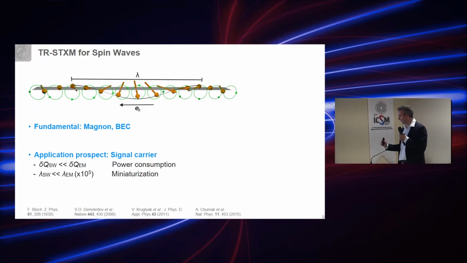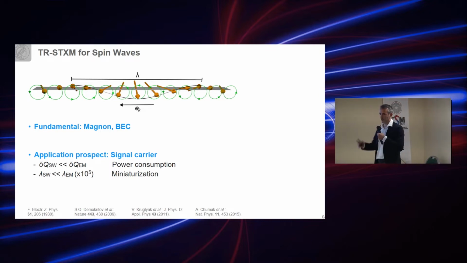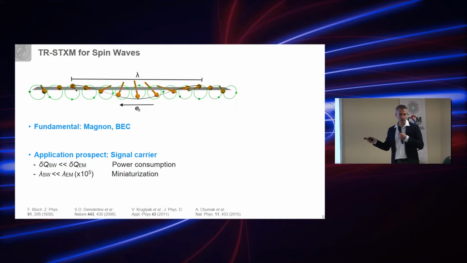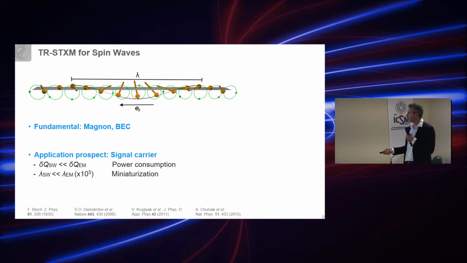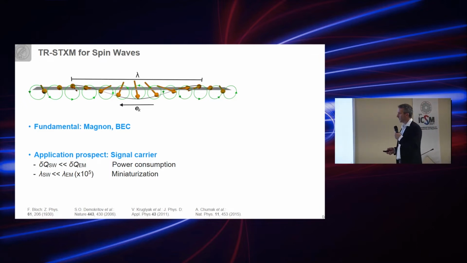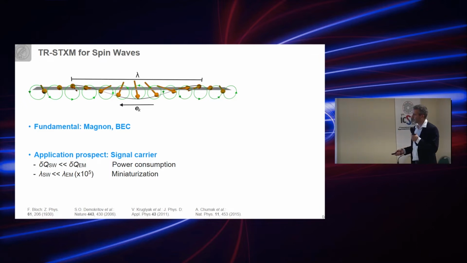And then with respect to possible applications, there are two main benefits of using spin waves, and one is power consumption, because there are no electric charges being moved in the propagation of spin waves, and the wavelengths of spin waves are several orders of magnitude shorter than that of electromagnetic waves at the same microwave frequencies.